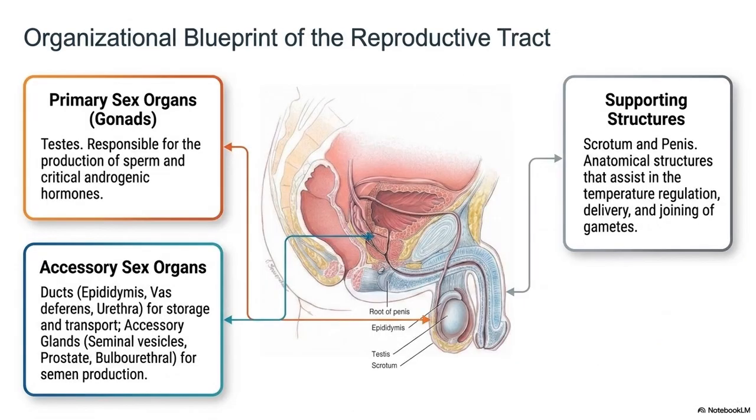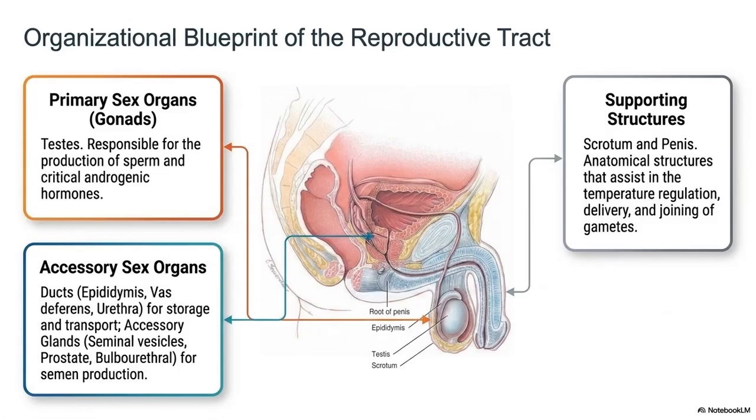Now the male reproductive system mainly consists of 3 main organization parts. That is, the primary sex organs, which are the gonads, which produce the gametes, are the testes. They are responsible for the production of sperm and critical androgenic hormones like testosterone. Then we have the accessory sex organs, which mainly consist of ducts and accessory sex glands.